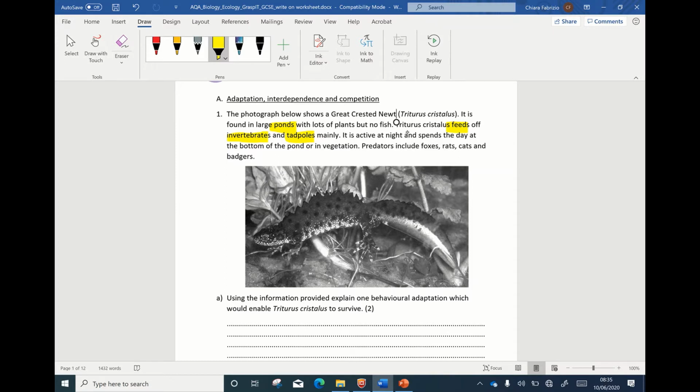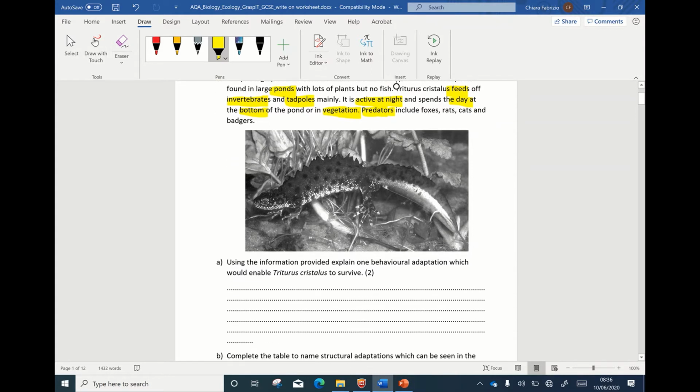It is active at night and spends the day at the bottom of the pond or in vegetation. So I'm going to highlight it's active at night and spends the day at the bottom of the pond or in vegetation. Predators include foxes, rats, cats, and badgers. So the predators, I'm just going to highlight the word predator.